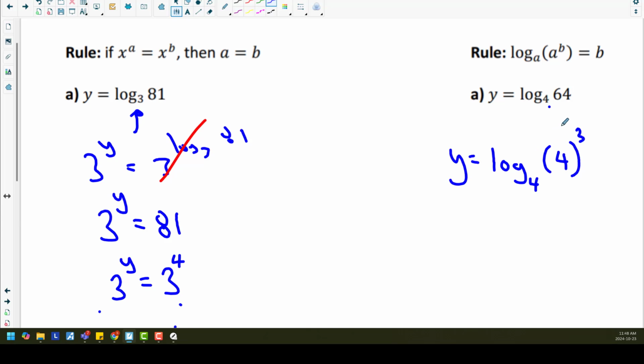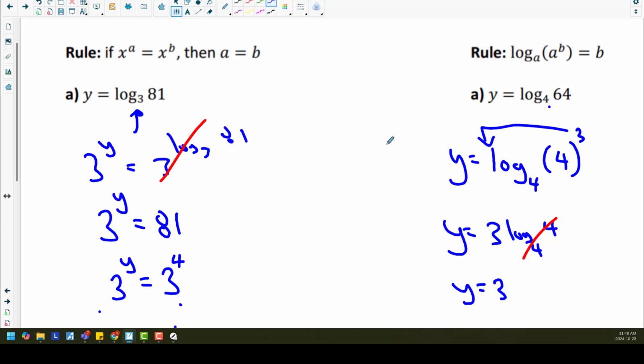And since we now have an exponent, that exponent can come in front of the log. So this is just y equals 3 times log base 4 of 4. And this just becomes 1. So y is equal to 3. That's the answer. Now there are ways to just use your calculator. You don't really need to do these conversions of exponents and stuff. You can always use your calculator to figure this out.